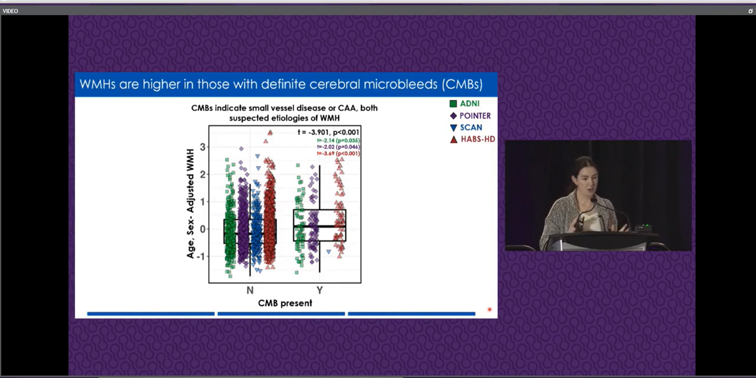Now we're going to look at how white matter hyperintensity volume is associated with a marker of cerebral vascular disease in the brain, namely cerebral microbleeds. So the presence of 1 or more cerebral microbleeds is a strong predictor of higher white matter hyperintensity volumes. We double and triple check this in this particular subset of the SCAN data set. There's only 1 individual who had a microbleed, so we can't do group statistics on that cohort alone, but you can see it's consistent across the other 3 cohorts. And we know cerebral microbleeds indicate that there's been a small hemorrhage, so related to small vessel disease or CAA, both of which are suspected etiologies of white matter hyperintensities.